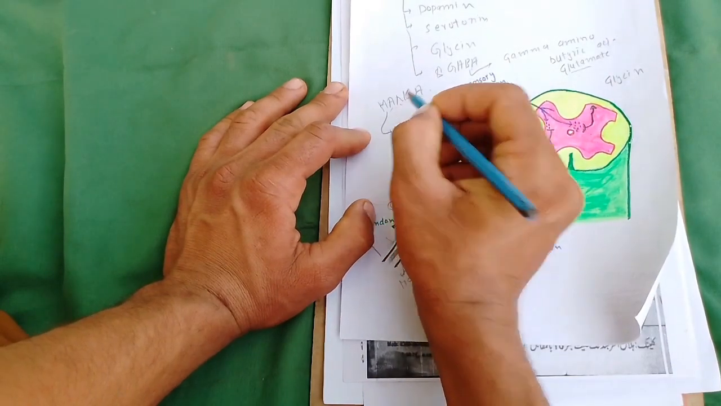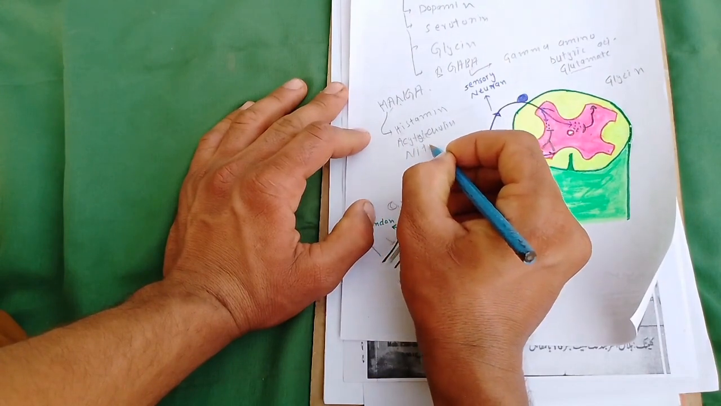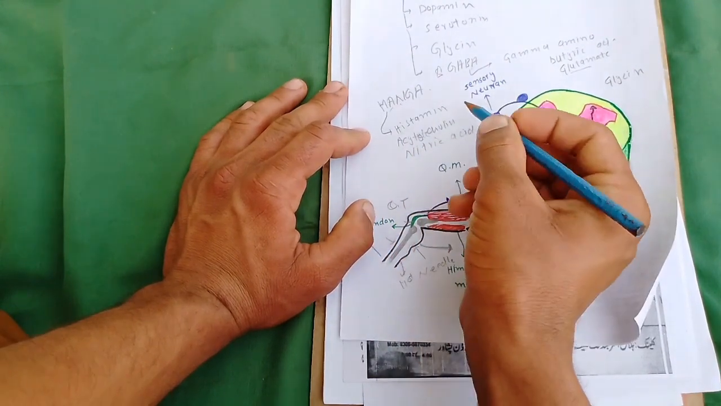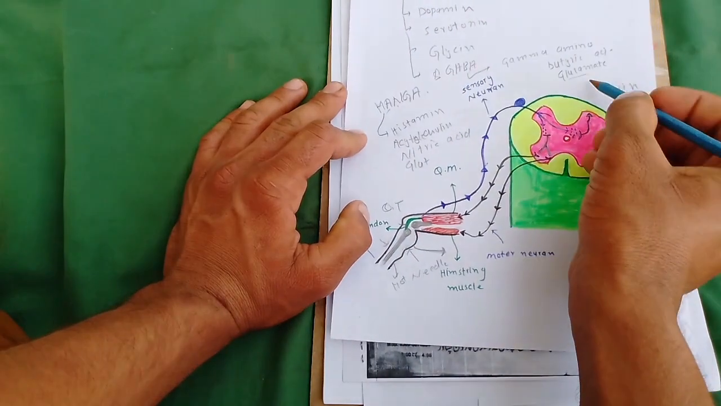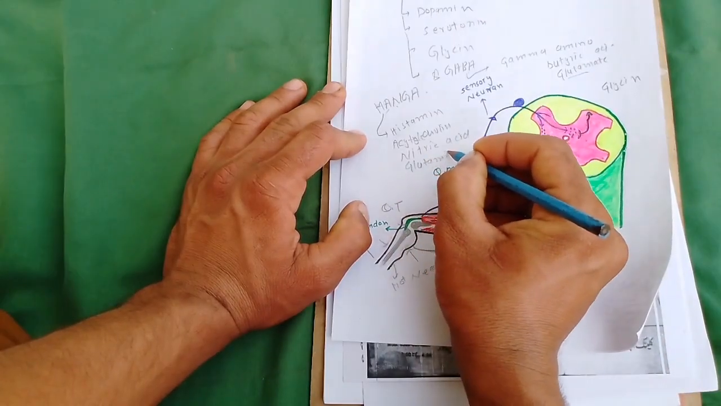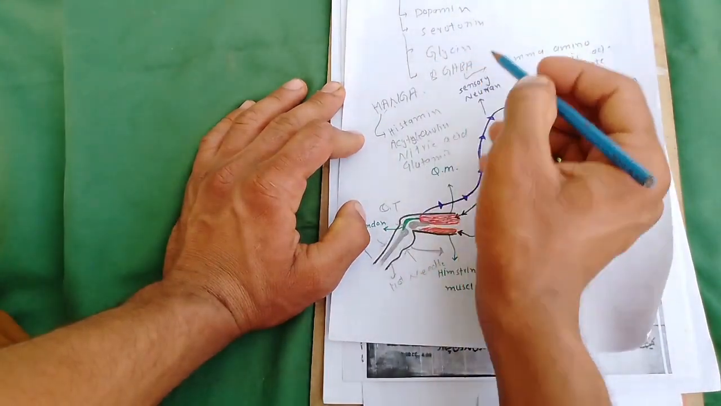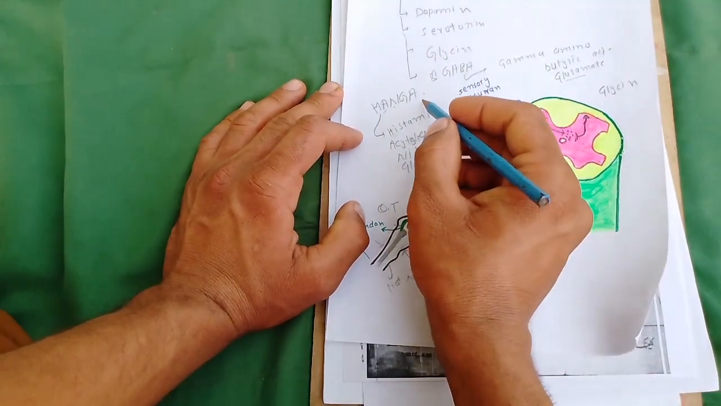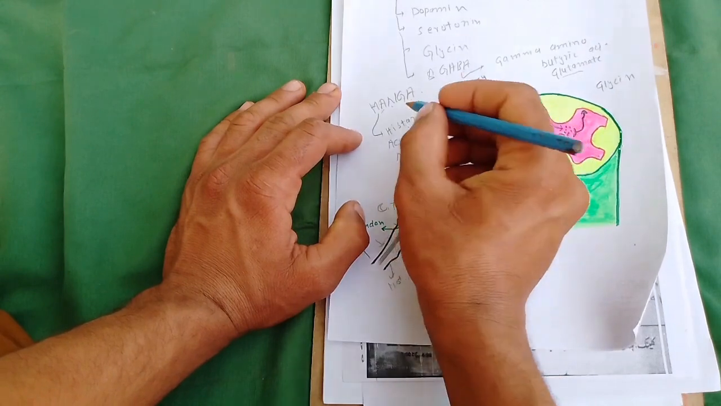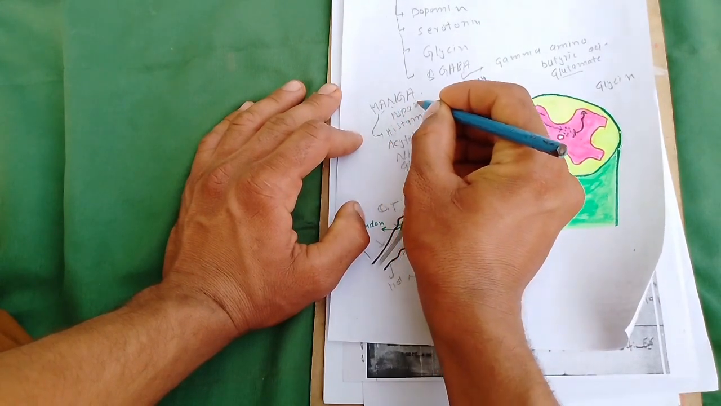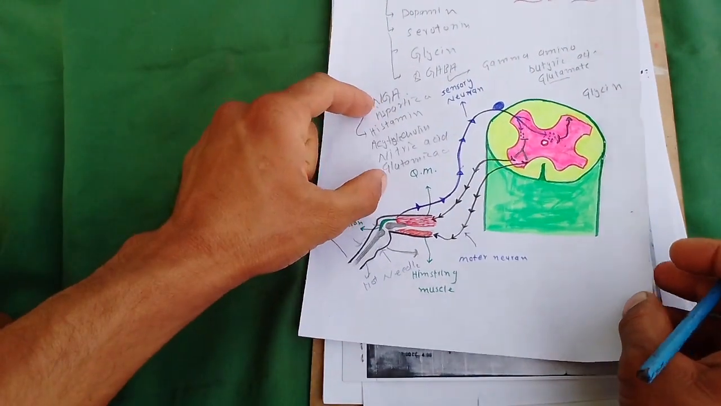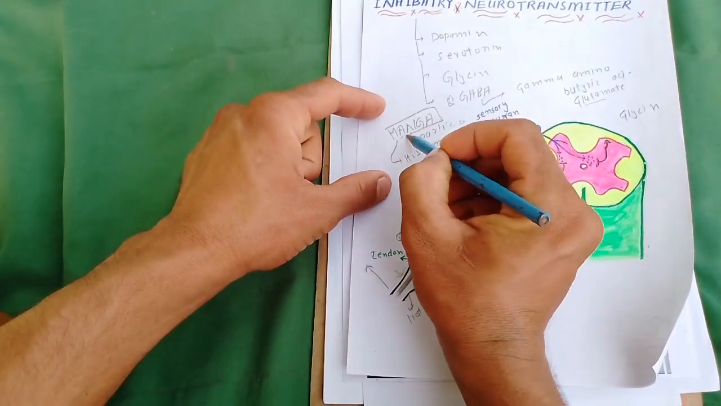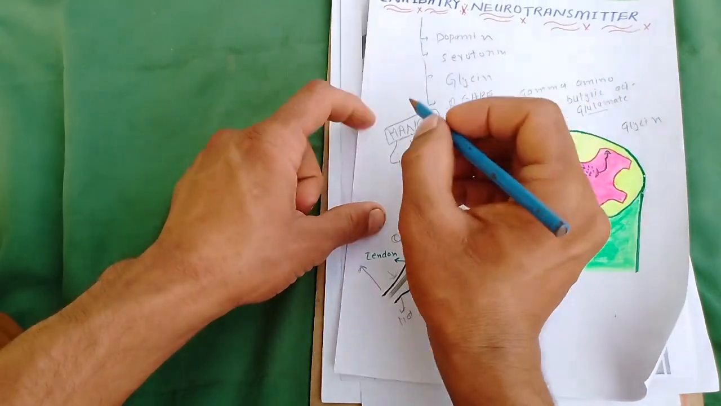What is meant by N? Nitric oxide. What is meant by G? Glutamic acid. And what is meant by A? Aspartic acid. Okay, so these are the excitatory neurotransmitters. This is a simple formula for understanding: HANGA.